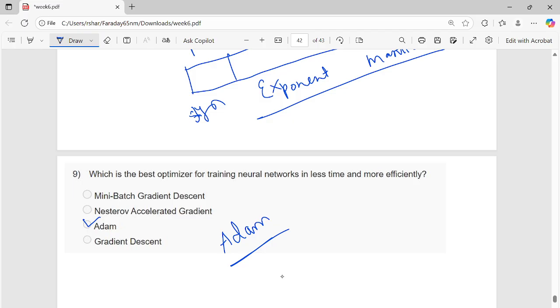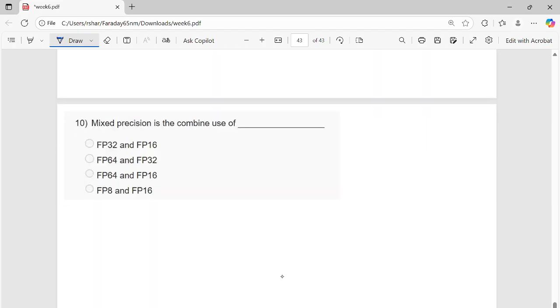So the other options, such as mini batch gradient descent, is a training strategy and not an optimizer. Okay, I think this question we have. And this also improves upon standard momentum but usually doesn't outperform Adam in efficiency. This is vanilla gradient descent, which is simple but can be slow and less efficient, especially for larger, complex models. So Adam is the answer. Next question.